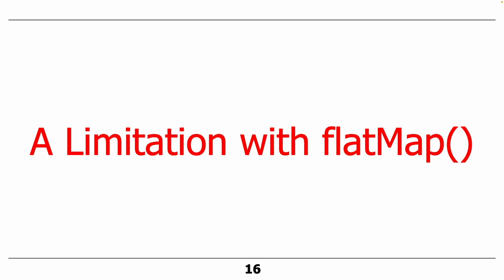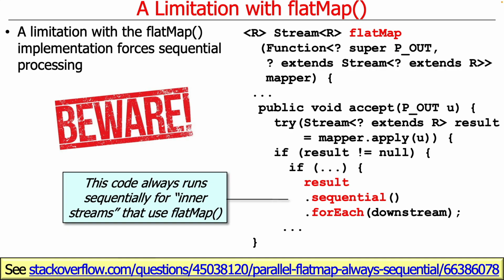FlatMap is super cool, but it has a limitation that will bite you if you don't understand the limitation. And it bit me a number of times till I finally figured it out. So the limitation with flatMap is it forces sequential processing, even if you say, I want you to run as a parallel stream. You can read this Stack Overflow article that will explain sort of how it works, and it points to this implementation code. This is actually the source code for the implementation of flatMap in Java Streams. And you can see what it does is it forces everything to be sequential, which is kind of weird.